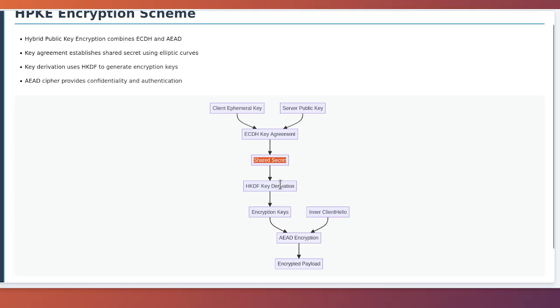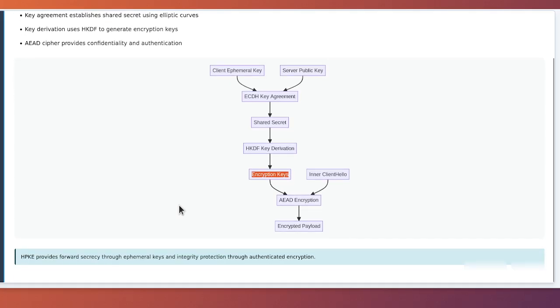The key derivation phase takes that shared secret and uses a key derivation function, typically HKDF, which stands for HMAC-based key derivation function, to derive the actual encryption keys. HKDF expands the shared secret into multiple keys for different purposes: encryption keys, authentication keys, and nonces. This derivation includes context information, like the protocol version and configuration details, binding the derived keys to the specific ECH context.